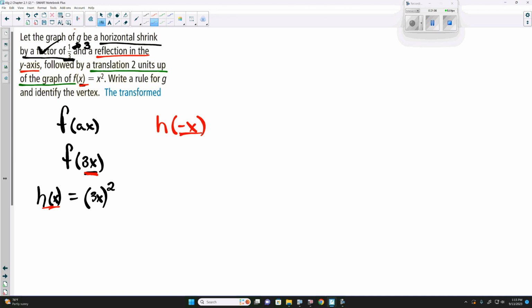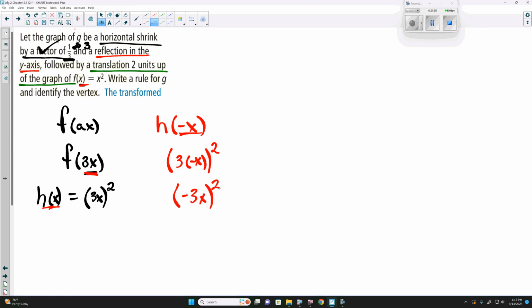negative x. So we'll have our parentheses 3, but instead of x we have negative x, squared. So we replace every x in h of x with negative x. Do we see what we did there? Yes? In the middle, yes. Because we do 3 times negative x, which is negative 3x.